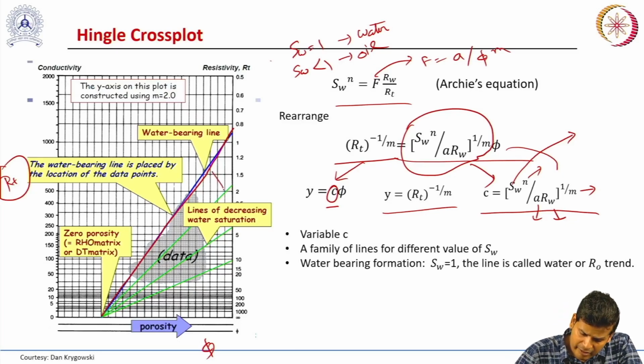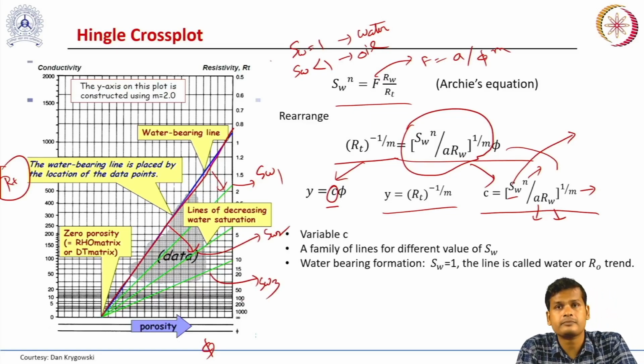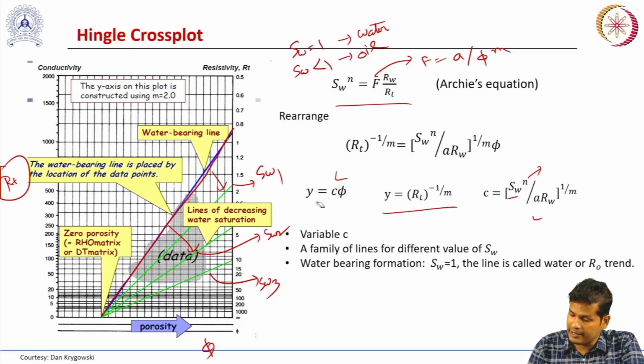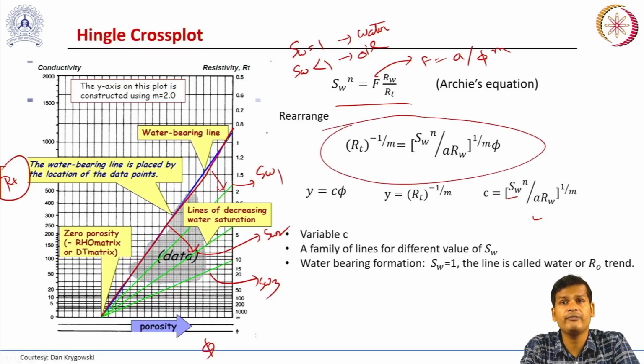For other values of water saturation, we will have different lines. Like this is for one water saturation, this is for one water saturation, and this is for another water saturation. So this equation is going to give me a number of straight lines, or a family of straight lines, for different values of formation water saturation.